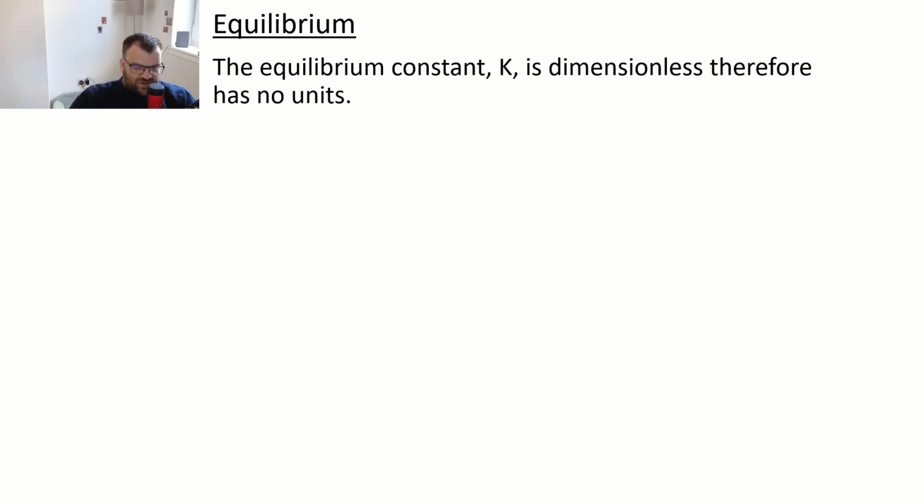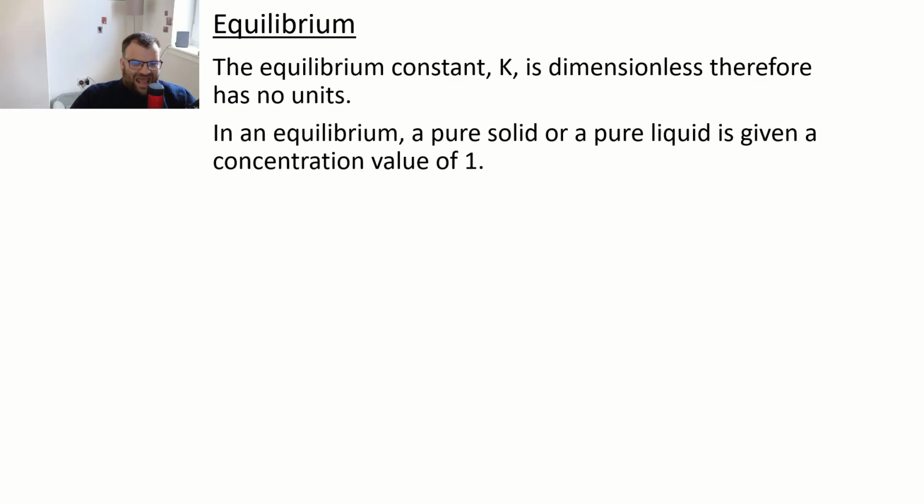Other things we need to know about is that the value of the equilibrium constant has no units. When we come to our calculation, we don't want to put any units at the end. If you're dealing with a solid or a liquid, that has a value of 1 and it's often omitted from the equation because it's not going to have an effect on the values.